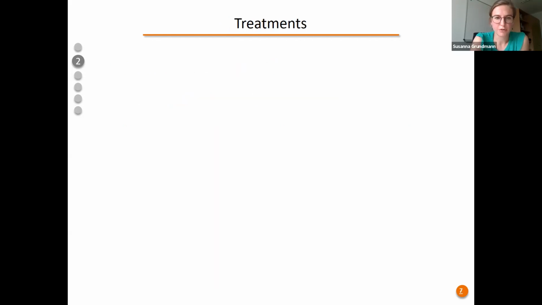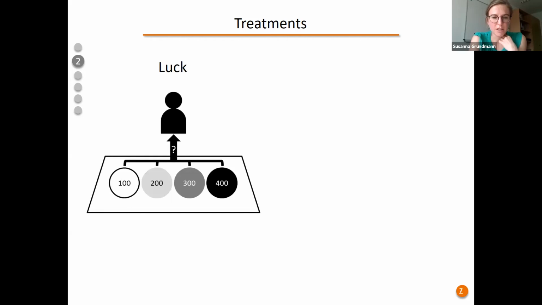Okay, so taking a look at the treatments. I vary treatments along 2 dimensions. The one is whether the bonus depends on luck or performance, and the other is whether there is competition or not. So starting with the non-competition treatments. In the luck treatment, each subject receives a virtual urn consisting of 4 different colored balls. Then the computer randomly draws one of the balls out of the urn, and the color on the ball determines the bonus for the subject.